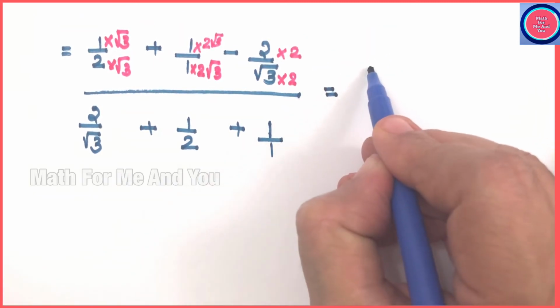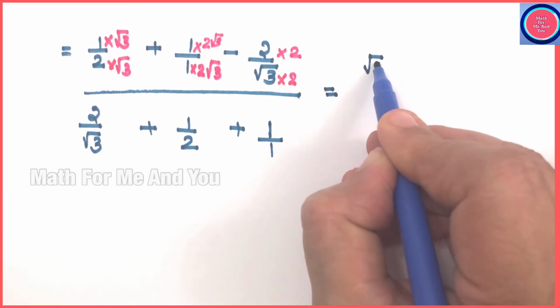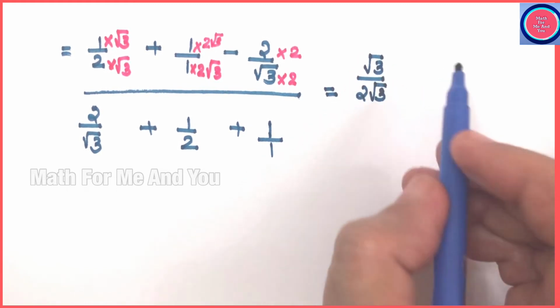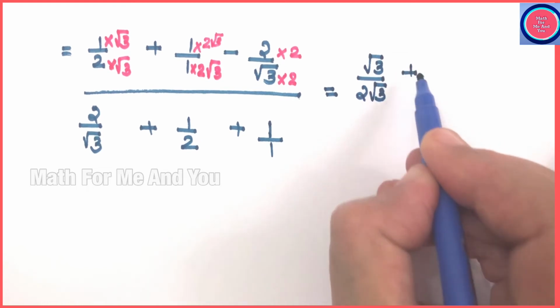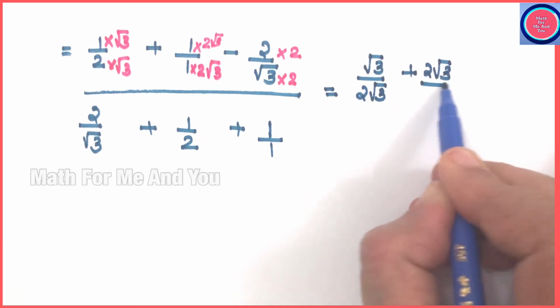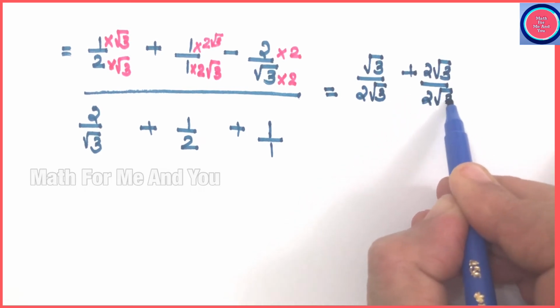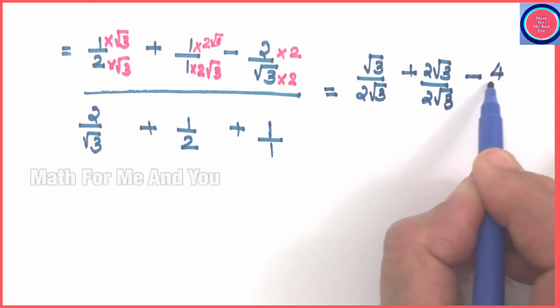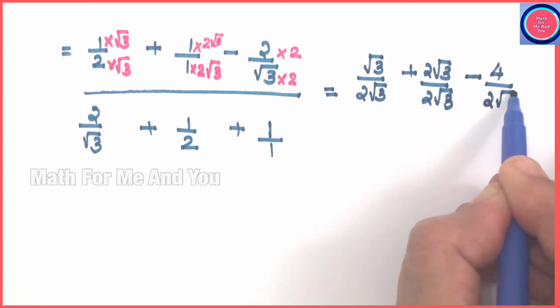The first fraction becomes 1 times root 3 is root 3 divided by 2 root 3, plus second term becomes 1 times 2 root 3, that means it is 2 root 3 divided by 2 root 3. Next is minus, then 2 times 2 is 4 divided by 2 root 3.